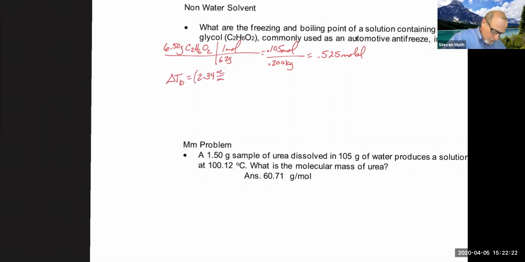Hey, wait a minute. Why isn't it 0.51? Well, 0.51 is for water only. It's not for CS2. So now we're going to use the constant for CS2 and the boiling point for CS2. So in this case, my molality, 0.525, and C2H6O2, pretty carbon-based, so I'm going to deal with i equals 1. That's going to give me a delta T of 1.23 degrees Celsius.